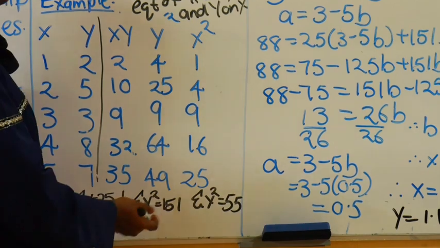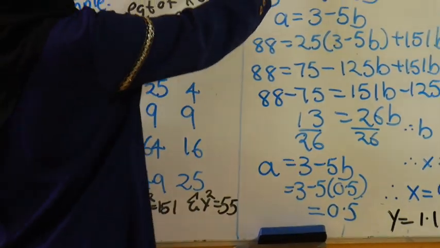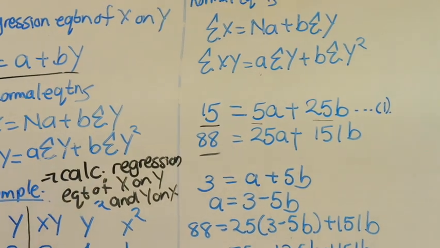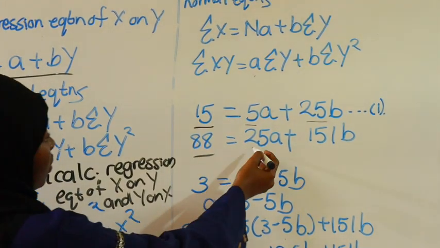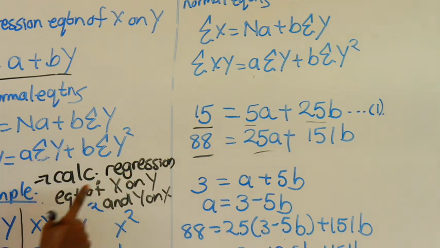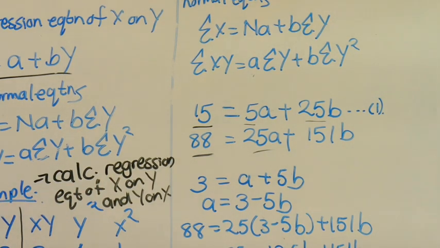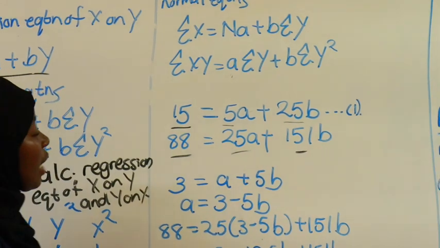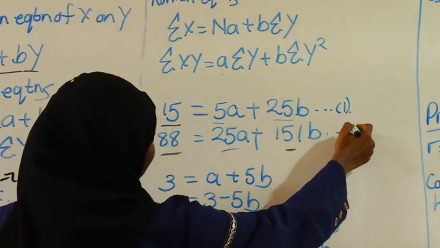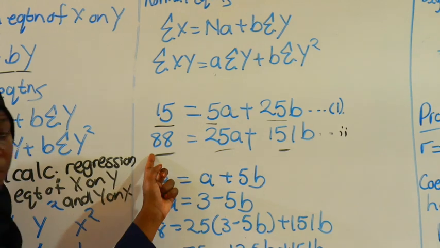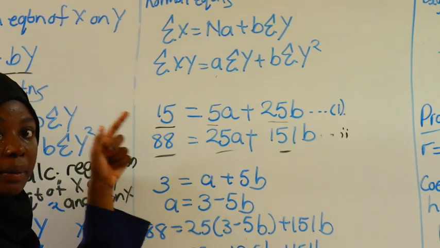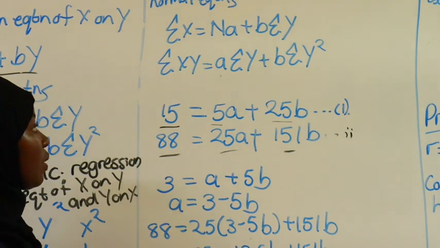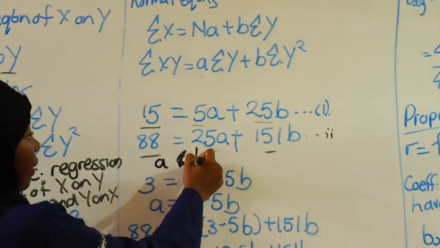Sawa? So you come and replace these values here in your formula. Summation of xy, we got it as 88. Our a remains, summation of y was 25a, plus b, summation of y squared is 151. So you have plus 151b. Now you have these two equations, okay? And the whole essence of doing these two equations is so that you can find a and b.